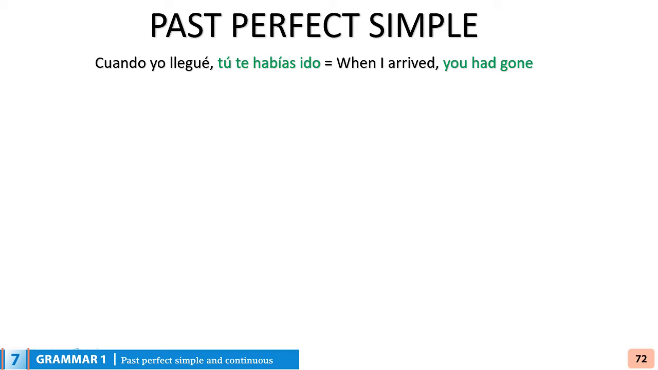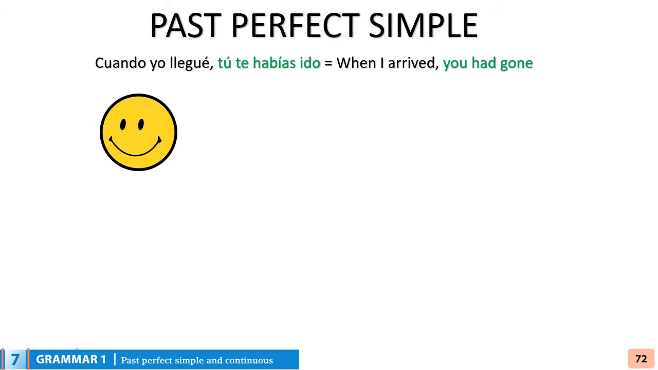Okay, this first part of grammar, unit number 7, is devoted to the past perfect simple. That is to say, cuando yo llegué, tú te habías ido o tú ya te habías ido. So in English, this would be, when I arrived, you had gone. You had already gone, if you want to say already. So this is the right structure to follow.